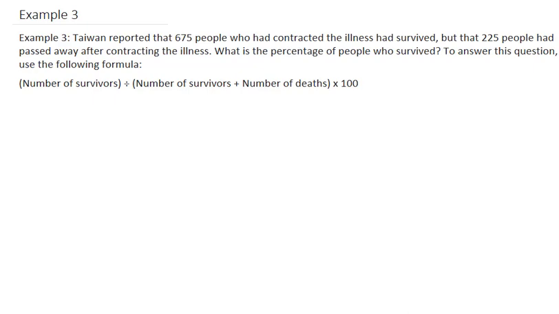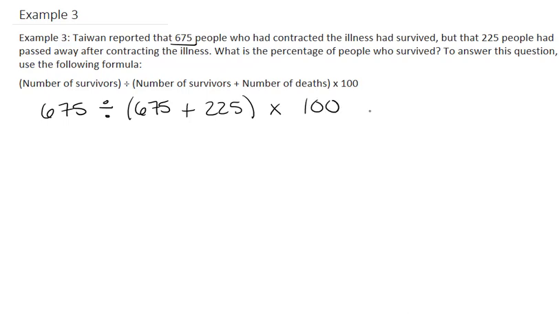So we have the number of survivors, which is 675, divided by the number of survivors plus the number of deaths. So we have 675 plus 225. Then we're going to multiply it by 100 to get our percentage.